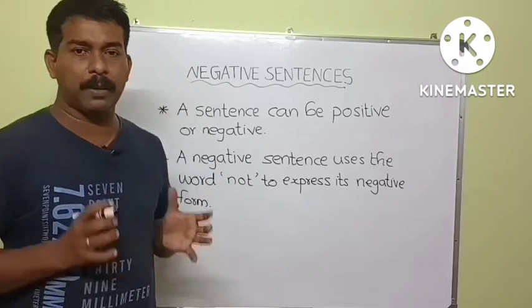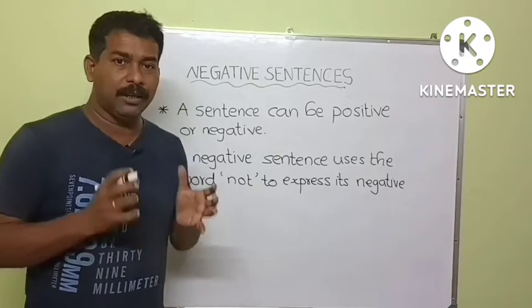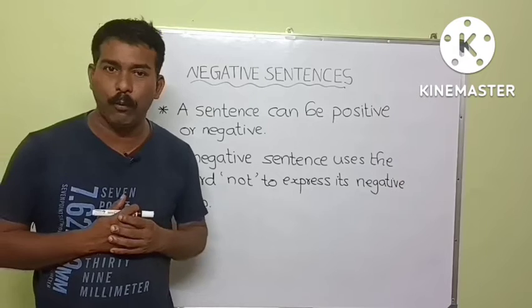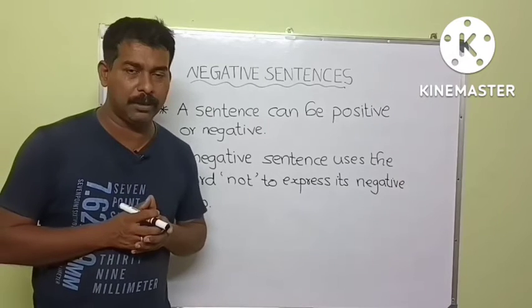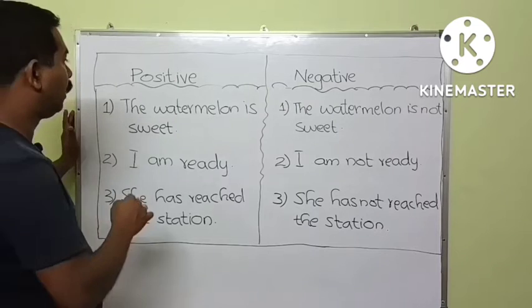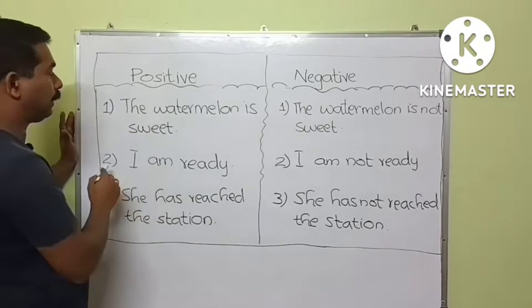A sentence can be positive or negative. A negative sentence uses the word not to express its negative form. Let's observe some examples. Here we have two groups of sentences. Let's read them. First group, positive sentences.